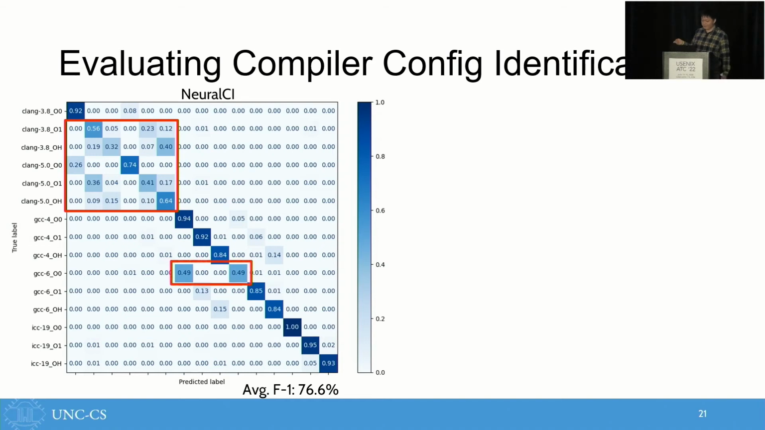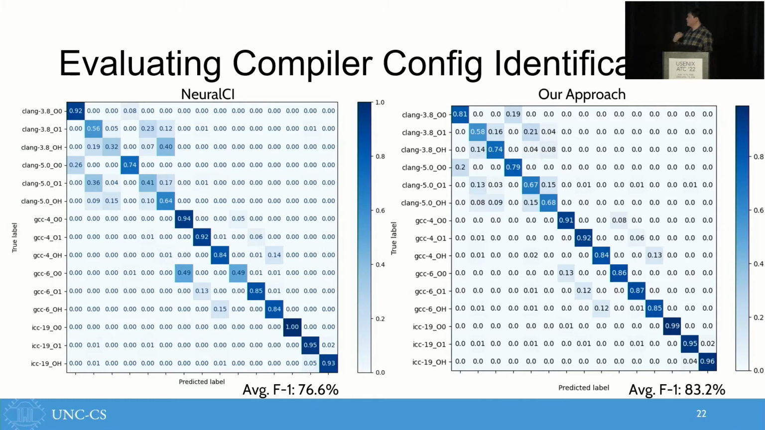And similarly, it is confused when detecting GCC 6 versus GCC 4 functions at O0. Next, we show the result of our own approach that utilizes shallow learning and simple features. On average, we have a slightly higher F1 score compared to the state-of-the-art. Just like NeuroCI, our approach also shows that it cannot accurately identify Clang 3.8 and Clang 5.0 functions.